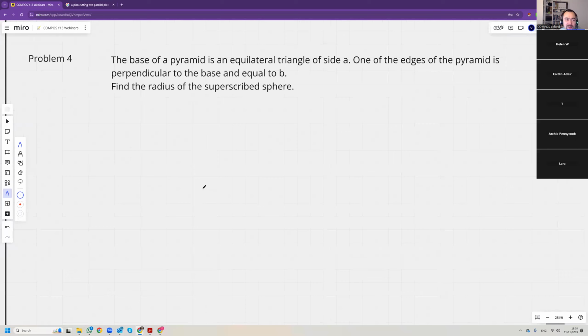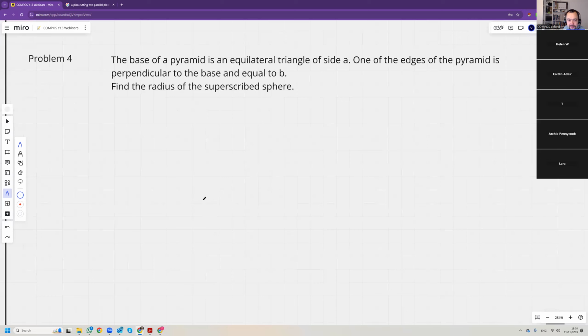Problem 4. The base of a pyramid is an equilateral triangle of side A. One of the edges of the pyramid is perpendicular to the base and equal to B. Find the radius of a circumscribed sphere. So this comes down to a good drawing, actually. So let's try to do this. A base of a pyramid is an equilateral triangle of side A. Okay, so an equilateral triangle.